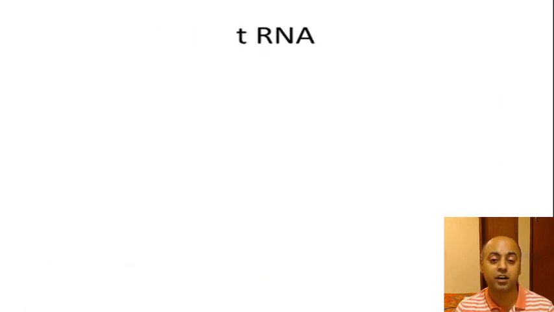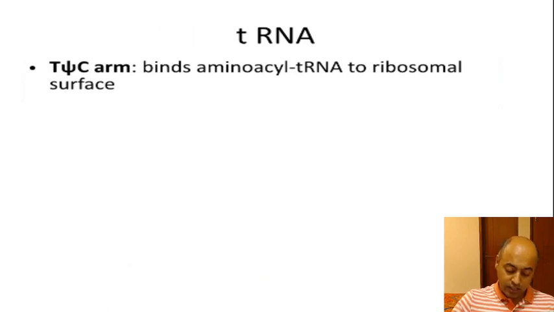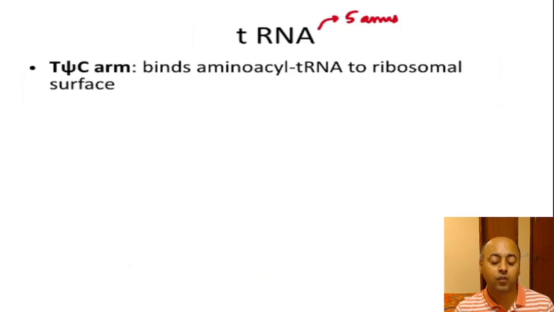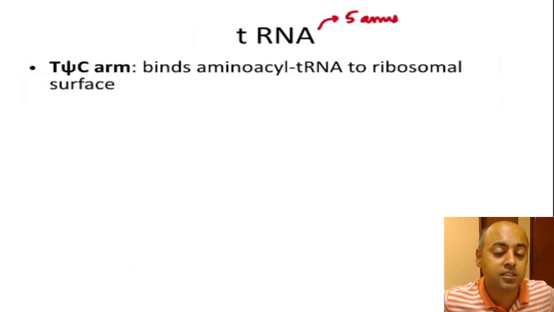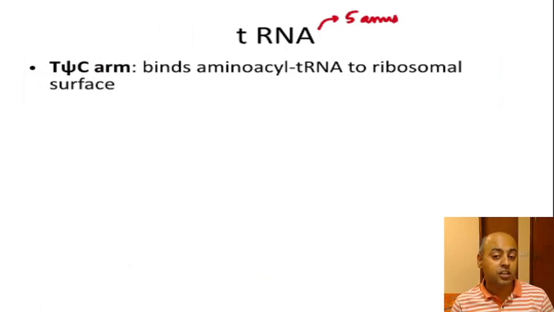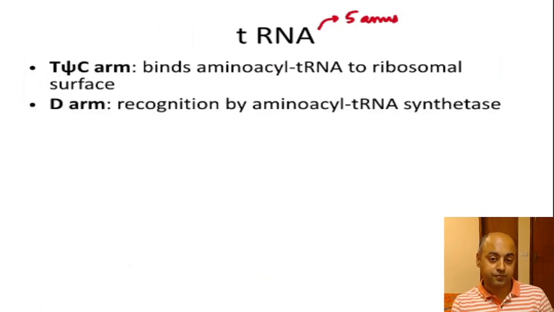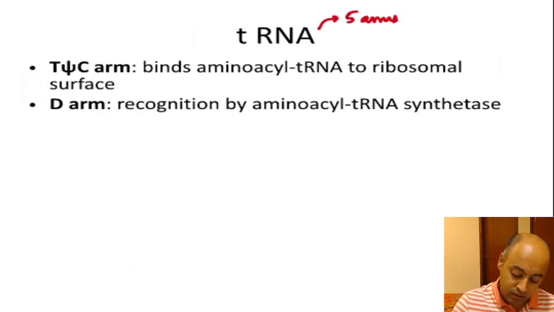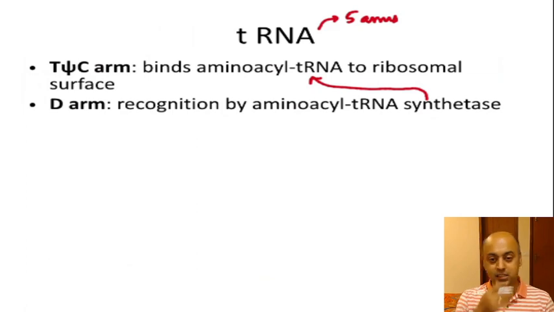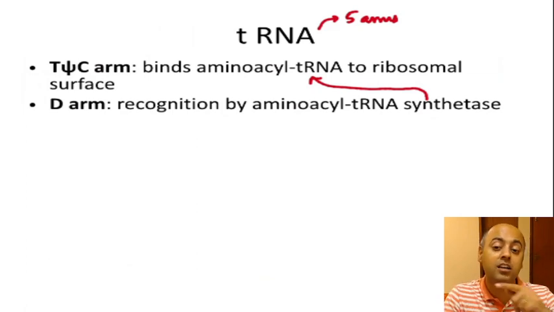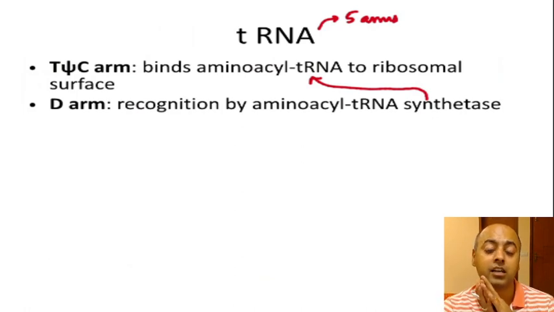Let's look at this transfer RNA. As you must be knowing, it has multiple arms. One of those arms is the T-psi-C arm. What it does is bind the aminoacyl tRNA to the ribosomal surface. What about the D-arm? The D-arm recognizes the correct aminoacyl tRNA synthetase. This aminoacyl tRNA synthetase in turn will synthesize the aminoacyl tRNA so that the correct aminoacyl tRNA is now available. It can come and get attached to the transfer RNA.